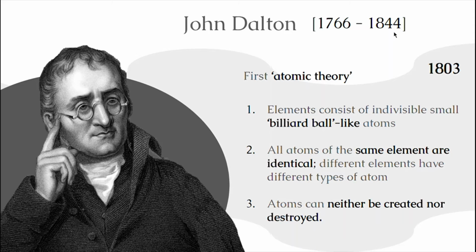Next, he claims that all atoms of the same element are identical. And this is where we get the idea for elements. He also recognizes that different elements have different types of atoms. And finally, as you might recall from Democritus' definition, he states that atoms can neither be created nor destroyed. Of course, the first and the third postulates are later proven to be wrong, but this is the theory that pretty much modern atomic theory builds on.